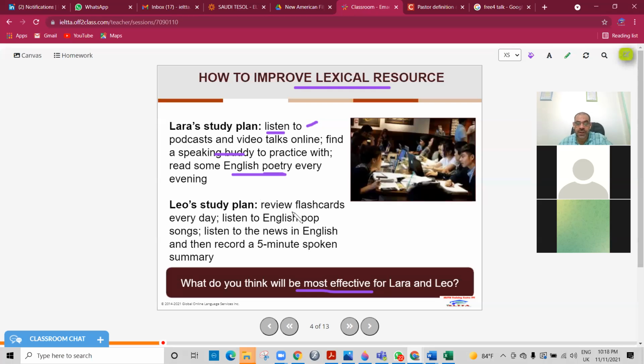What about reviewing flashcards? Will this increase her vocabulary? Yes. Listen to English pop songs? Not exactly, actually. Listening will increase your pronunciation skills. Listen to news in English. News in English is okay, by the way. You can find some good terms or good vocab in the news. Record a 5-minute spoken summary. A spoken summary will be good to see how your speaking or your pronunciation is. However, you need to add more resources for the vocabulary.